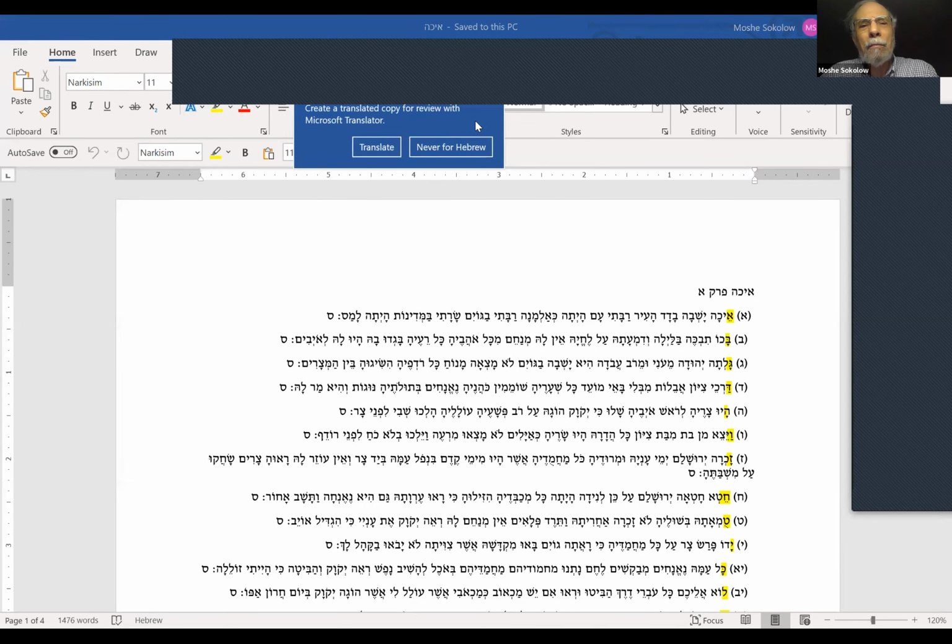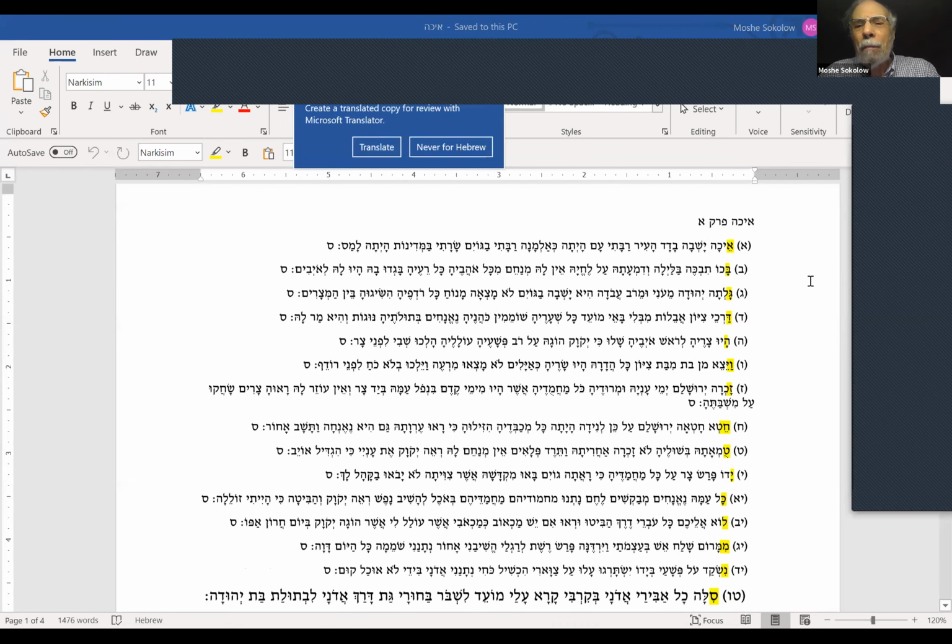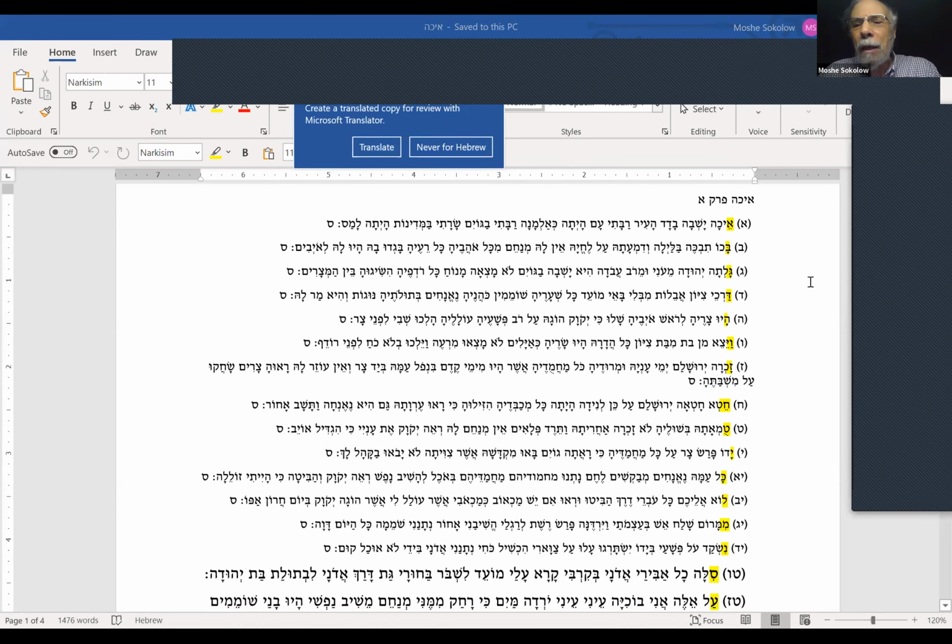Okay, I trust you can see it. It's the first chapter of the book of Eicha, the book of Lamentations, okay? I hope you can see, I highlighted the first letter in each verse, so you can clearly see that the first chapter of the book of Eicha is an alphabetic acrostic.